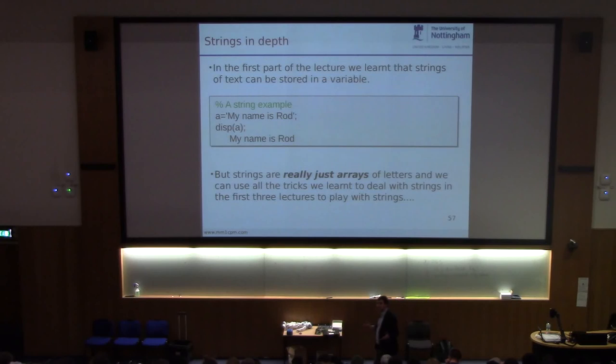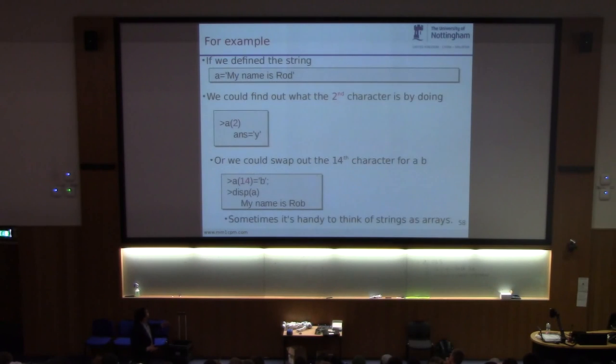And all these tricks I've taught you to work on arrays, like, for example, reading a single character, manipulating arrays, they all work with strings. So, for example, we could say A equals my name is Rod. Then if we just wanted to print out the second element of this string, so 1, 2, which is Y, we just go A brackets 2, and it says answer equals Y. So you can get data out of strings very easily. And then if you want to manipulate the string, it just works like a normal array.